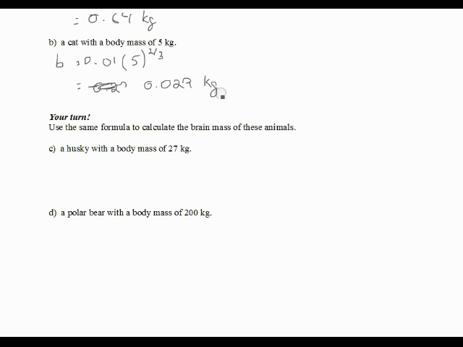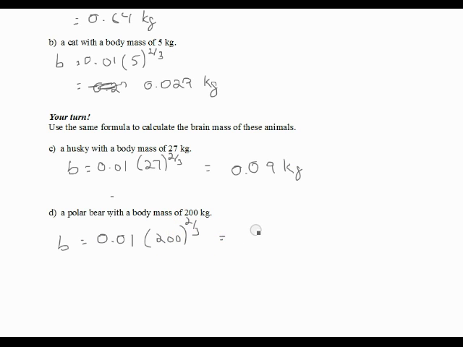I'm going to show you the answers for these ones. I'm not going to bother just writing the answer out because it doesn't take any longer to write the actual equation, to 2 over 3, and that equals 0.09 kilograms. And for polar bear, B equals 0.01 times 200 to the 2 over 3, and that's 0.34 kilograms.